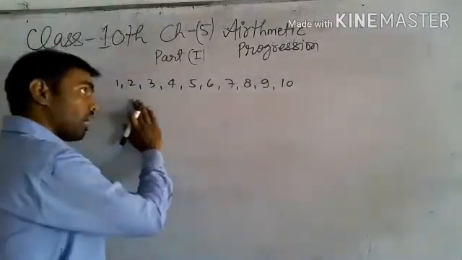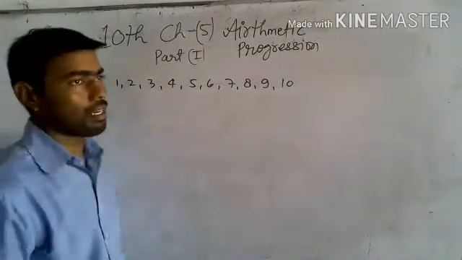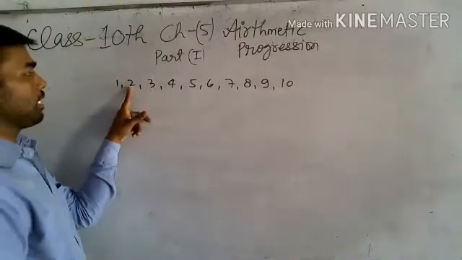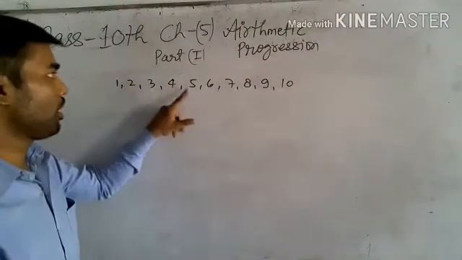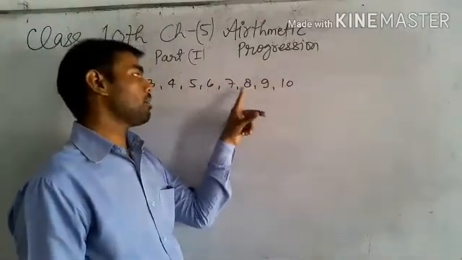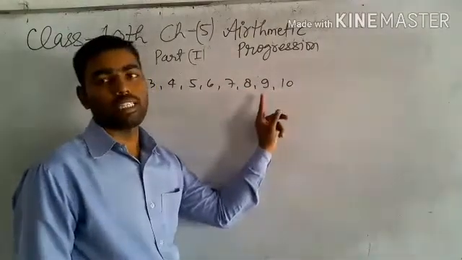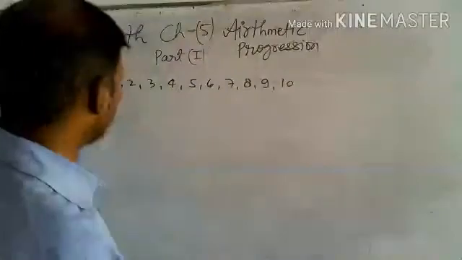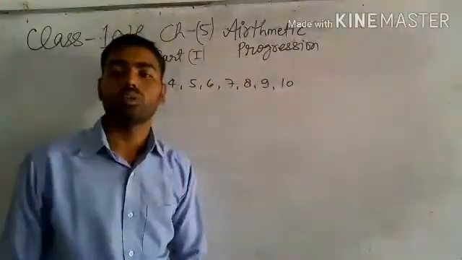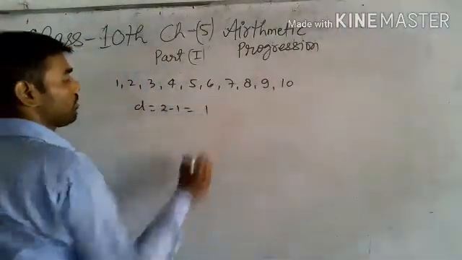This is also an arithmetic progression because the difference between two consecutive numbers is the same everywhere. You can see easily, 2 minus 1 is 1, 3 minus 2 is also 1, 4 minus 3 is 1, 5 minus 4 is 1, 6 minus 5 is 1, 7 minus 6 is 1, 8 minus 7 is 1, 9 minus 8 is 1, and 10 minus 9 is also equal to 1. So here 1 is the first term and 10 is the last term, and d is equal to 1, because d is equal to 2 minus 1, that is 1.